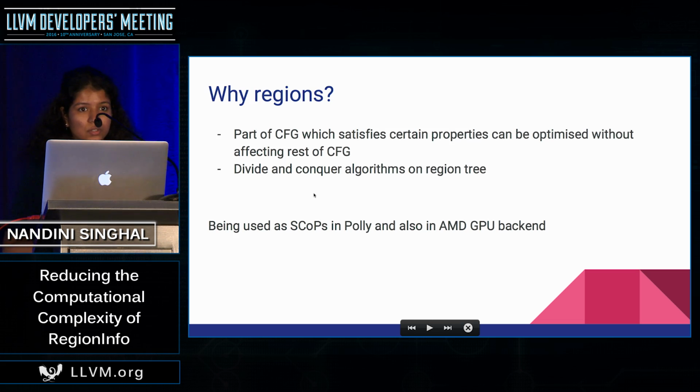So why regions? Why are we interested in these regions? Because if a region satisfies some properties, it can be optimized without affecting the other parts of the CFG. So regions are cool because you can use them in static control parts in Polly. You can use them in AMD GPU backends. And once you construct the region tree, you can use divide and conquer algorithms to run parallel stuff.